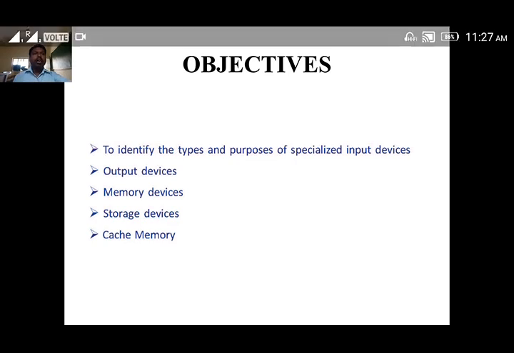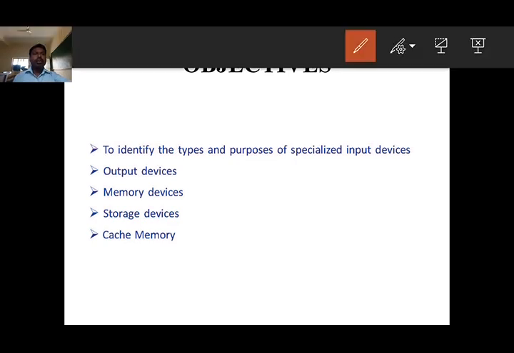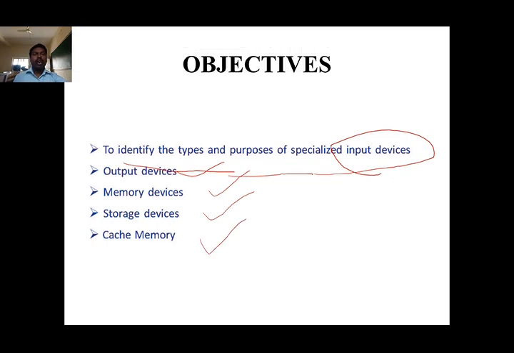Objectives. After completing this entire chapter, as students, you will be able to identify different types and purposes of specialized input devices, output devices, memory devices, storage devices and cache memory. So, these are all the major objectives of this chapter.